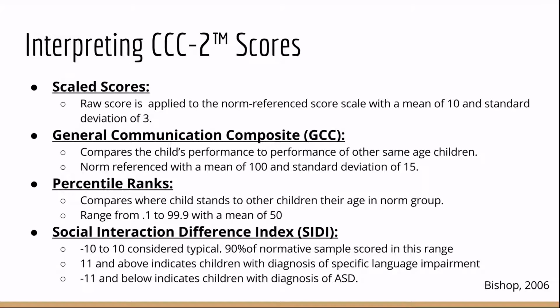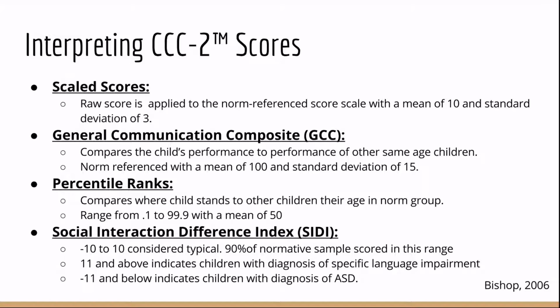Percentile ranks show where the child stands in comparison to other children their age in the norm group. Scores can range from 0.1 to 99.9 with a mean of 50. This means that if a child receives a percentile rank of 25, they did just as well or better than 25% of the children their age in the norm group. There are age-based percentile ranks for every scaled score A through J, and the general composite score as well.